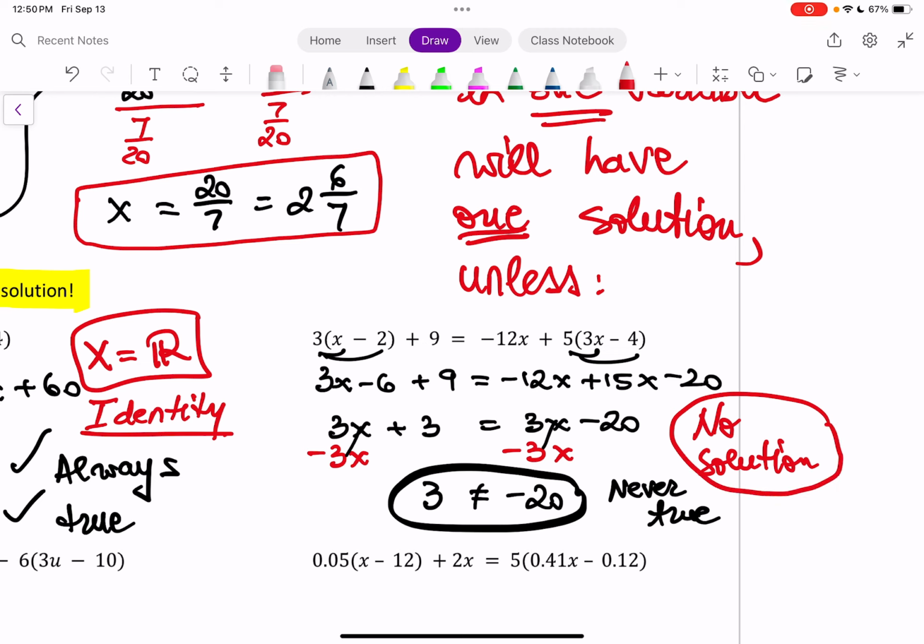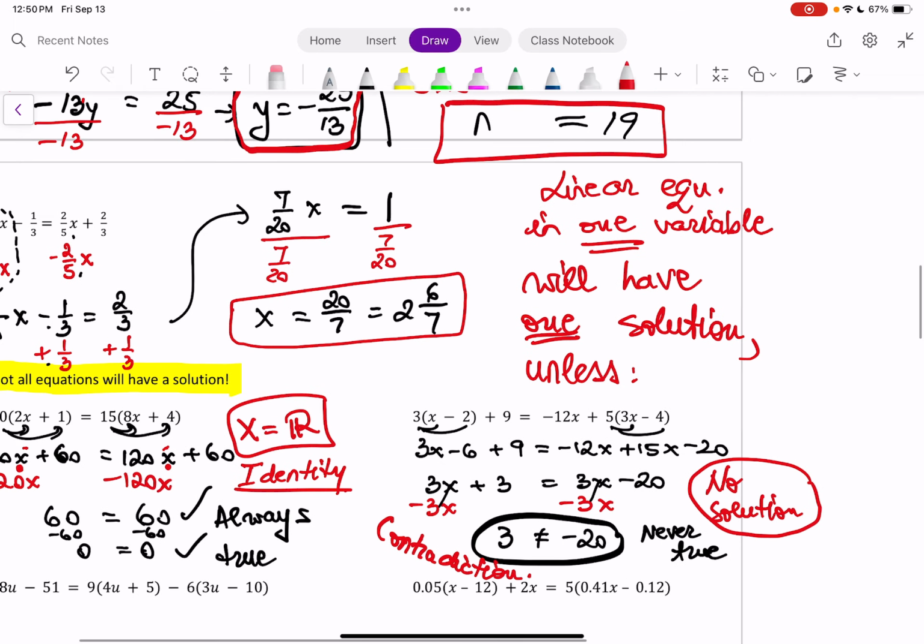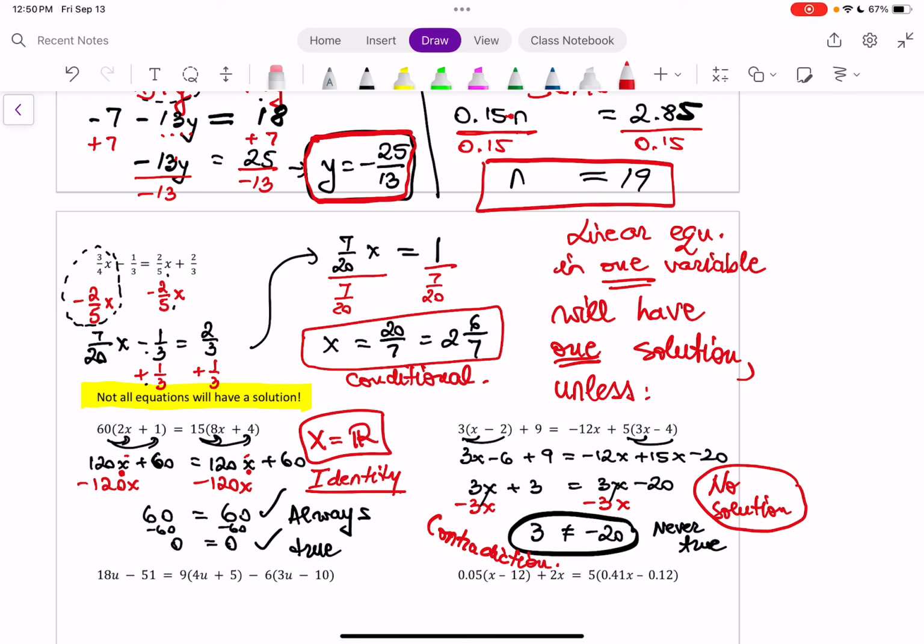So we will get, and this equation here is called a contradiction. So we do get, we call these conditional equations because they work only under the condition that x is 20 over 7, or n is 19, or y is negative 25 over 13. So we will get one solution for these equations.